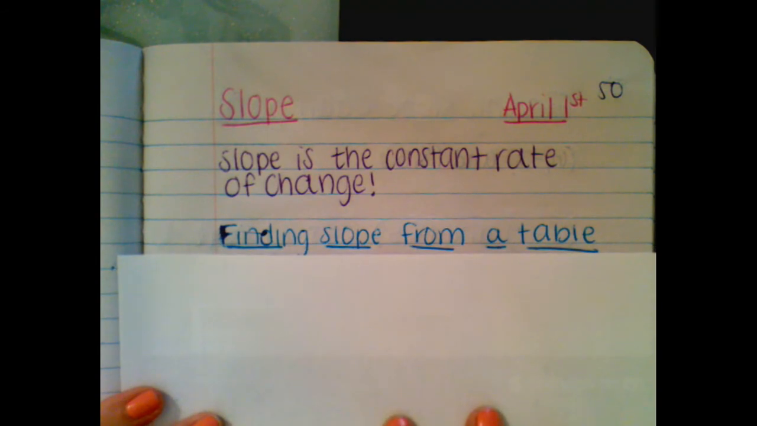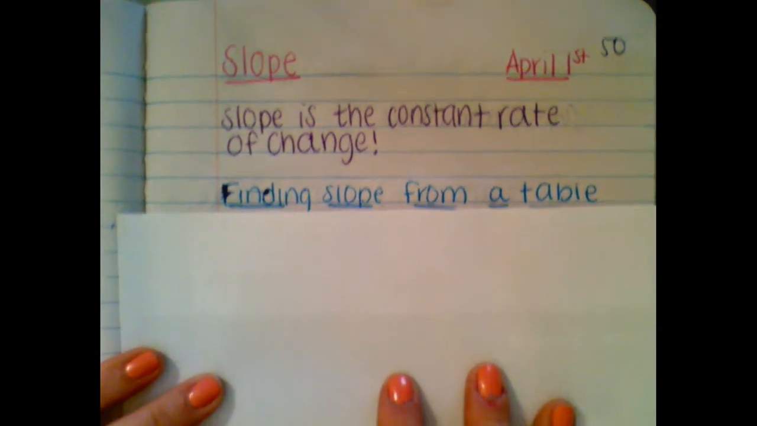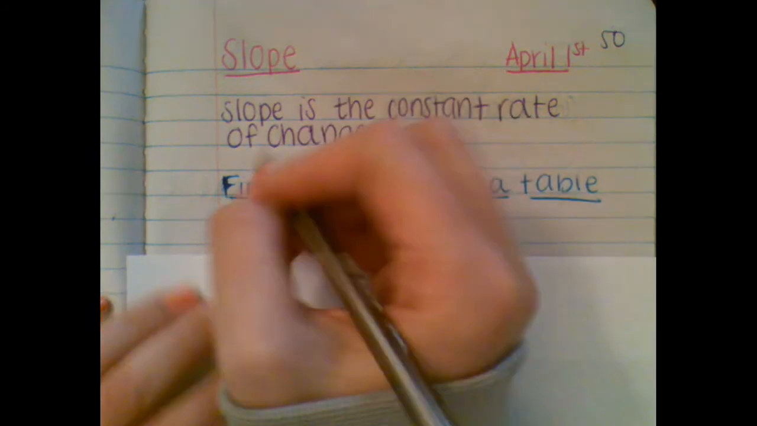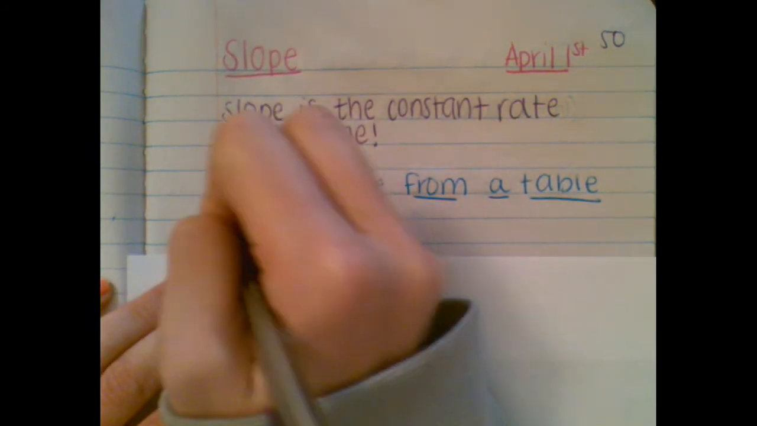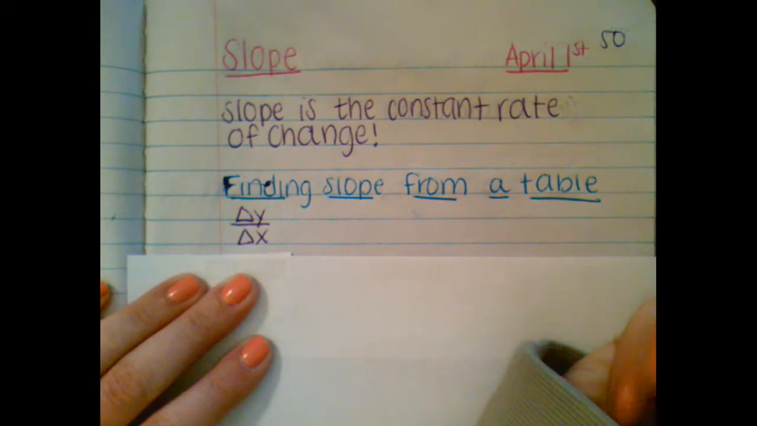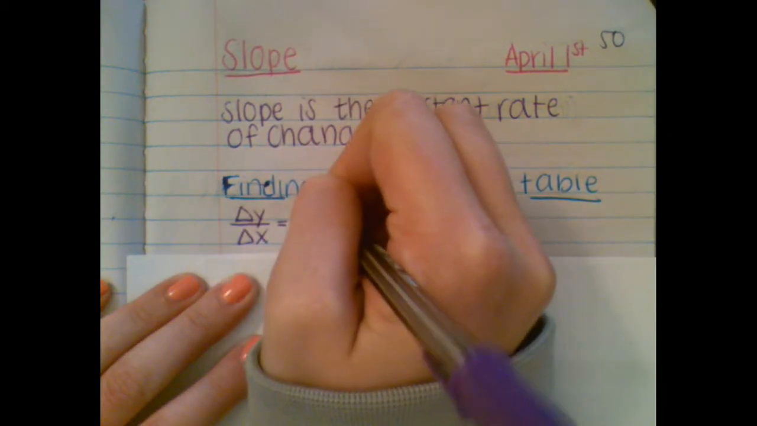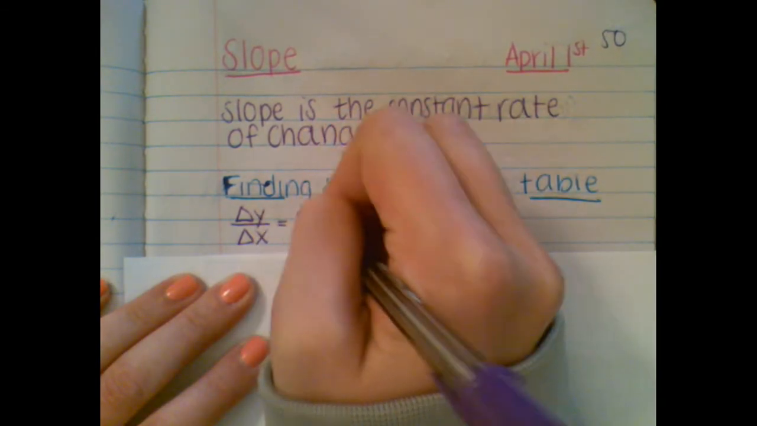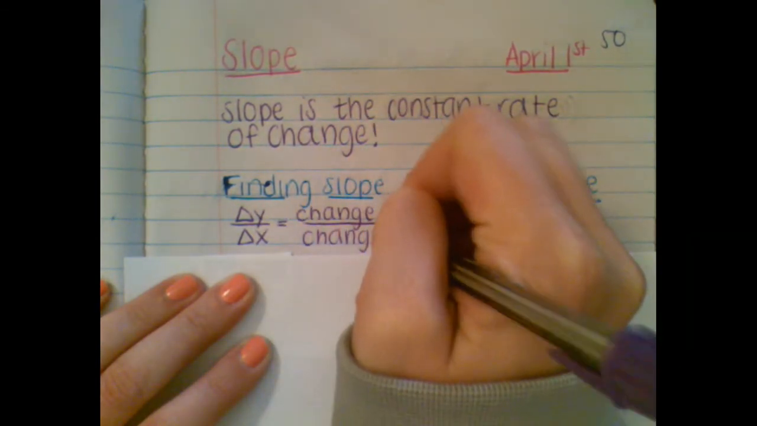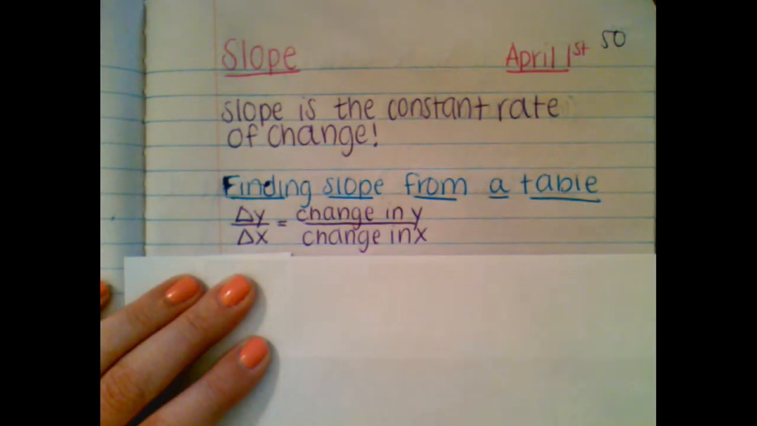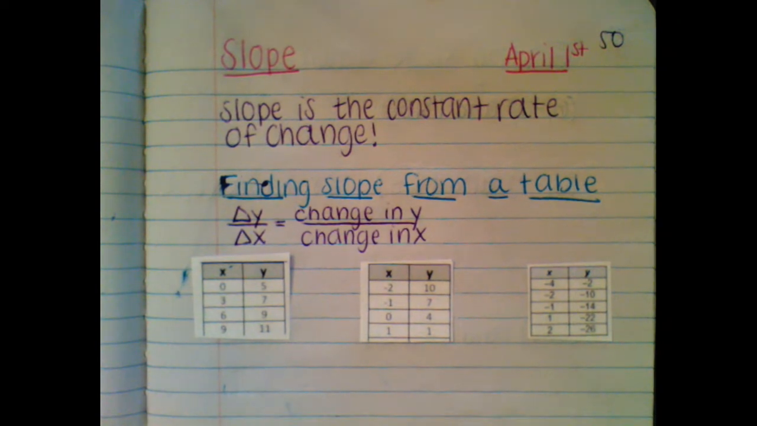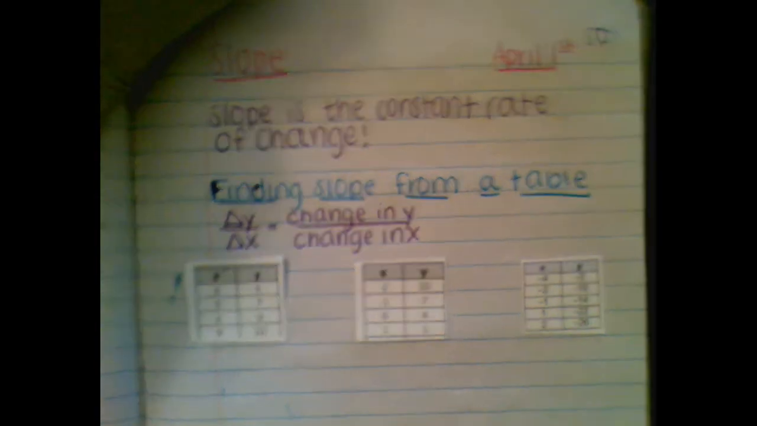Now, the first thing we're going to do is we're going to find the slope from a table. So finding slope from a table, you do that a specific way. This one is where we see it often represented like this. The change in y over the change in x. And that's where we find the change in our tables. Okay, so I have 3 examples here of different tables. I'll zoom in on the first one just so you can see it.